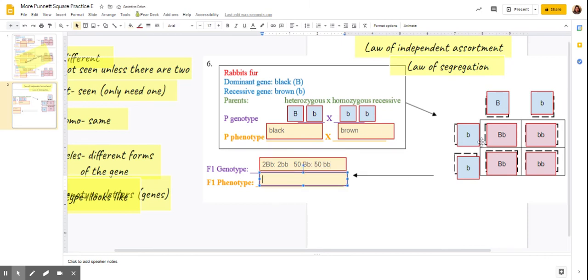For what do they look like? Well, big B, little b, remember the law of dominance says that this one does the talking. So that's going to be 50% black, or 2 black furred to 2 brown fur. Or if, again, you want to use the percentages, you could say 50% black to 50% brown.